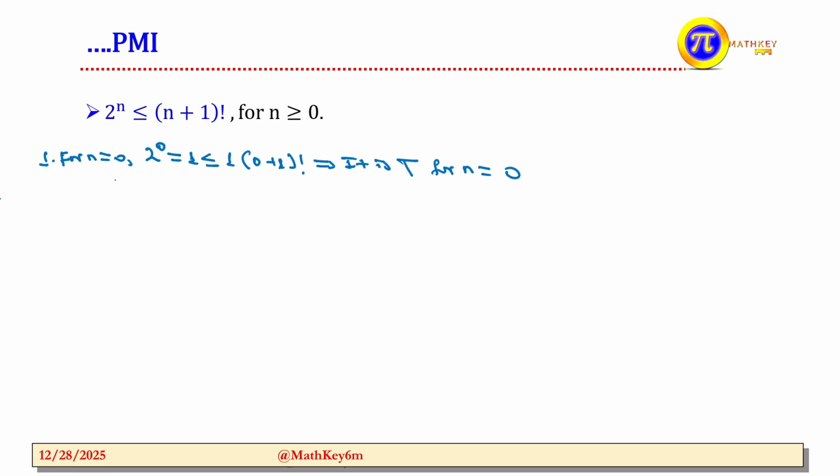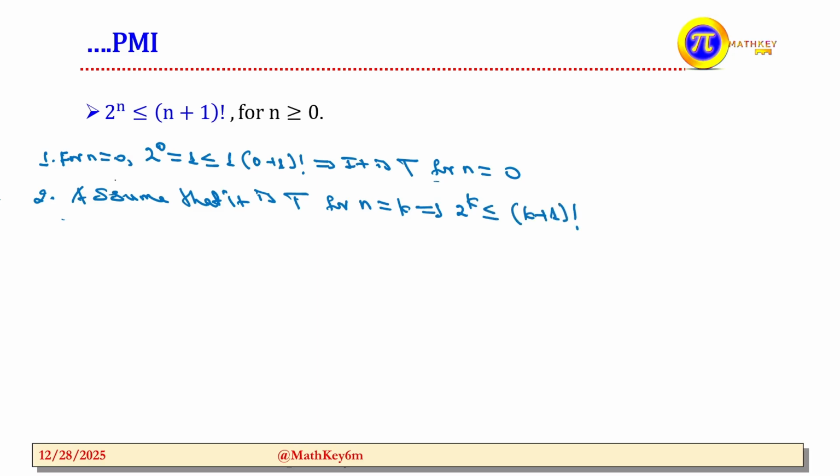The second one: we continue to the second step, the assumption. Assume that it is true for n equals k. This is the assumption or hypothesis. What does it imply? This shows that if n equals k is true, this implies that 2 to the power of k is less than or equal to k plus 1 factorial, for n greater than or equal to 0.